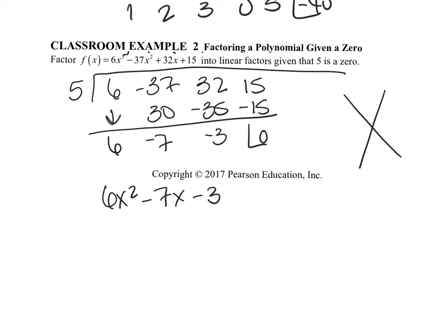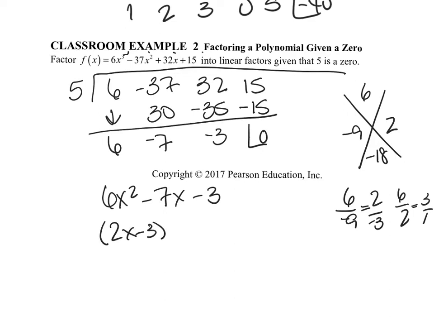If we factor this using my x, 6 goes at the top, 6 times negative 3 goes at the bottom, and we need factors of negative 18 that give us negative 7. So negative 9 and 2. Then 6 over negative 9, 6 over 2, then we simplify. So 2 over negative 3, 3 over 1. So I have 2x minus 3, 3x plus 1. Those are my two linear factors, and we can't forget the 5. So we have to flip the sign on that. So x minus 5. Those are our three linear factors.